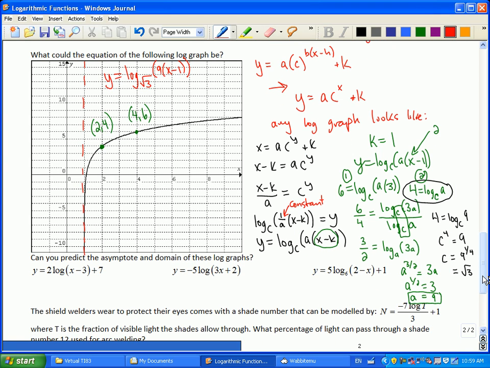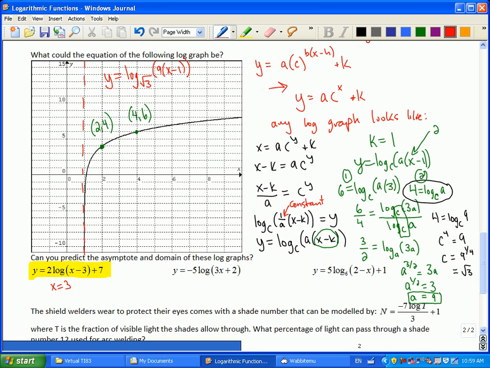Okay. Now, as far as log graphs go, we're going to be more interested in predicting the asymptotes and the domain. So if this was the case, and we dealt with this equation here, what do you think the asymptote would be? Yeah, it's going to happen at x equals 3. How did you know that? Yeah, I've shifted it 3 to the right. Right? So it used to be at 0. It's shifted 3 to the right.